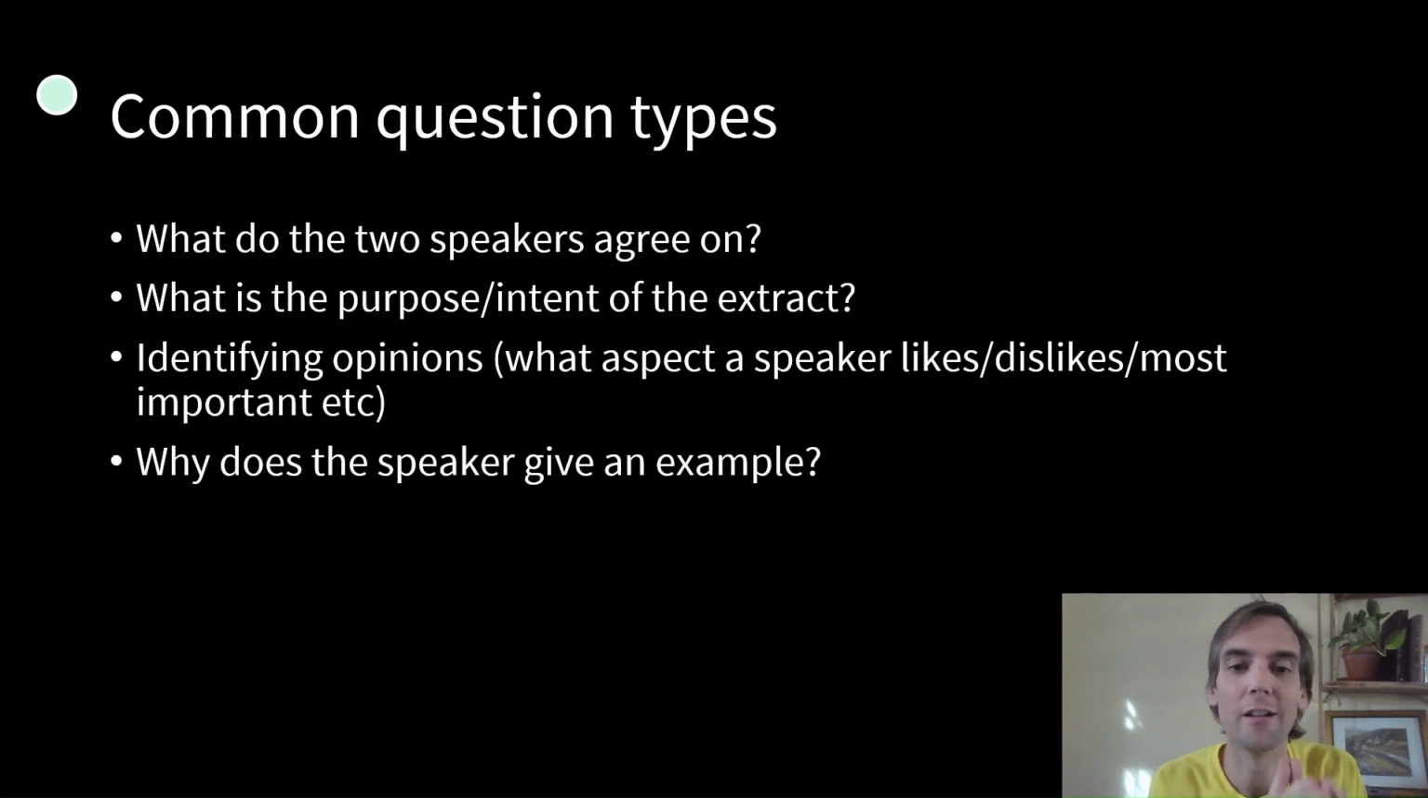Next one, a bit simpler, opinions, as in what do they like the most? What do they dislike? What do they think is most important? And so on. And then the last one that is a bit complicated is, why do they give an example?